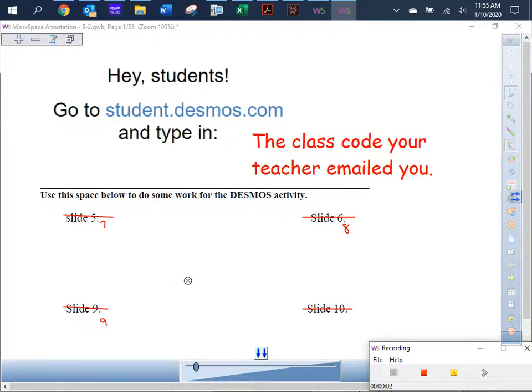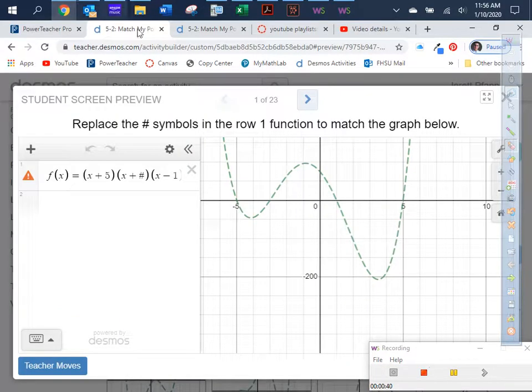But for right now, I'd like you to just go to Desmos, right? So you can pause the video and go type in that code and get yourself to where you get to this screen, okay, to where you're on slide 1, and then come back with me, and we'll do number 1 and number 2 together on Desmos, okay? So go ahead and get logged in.